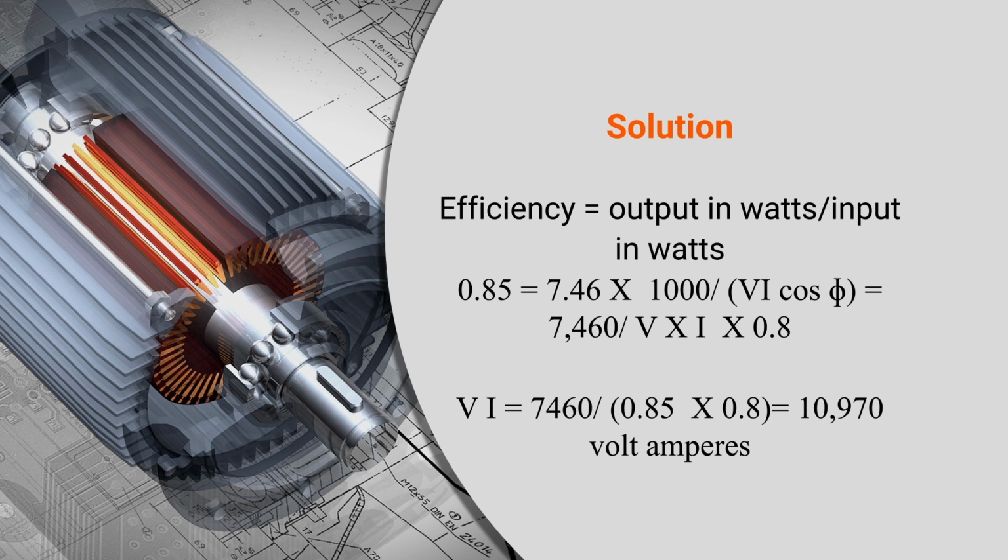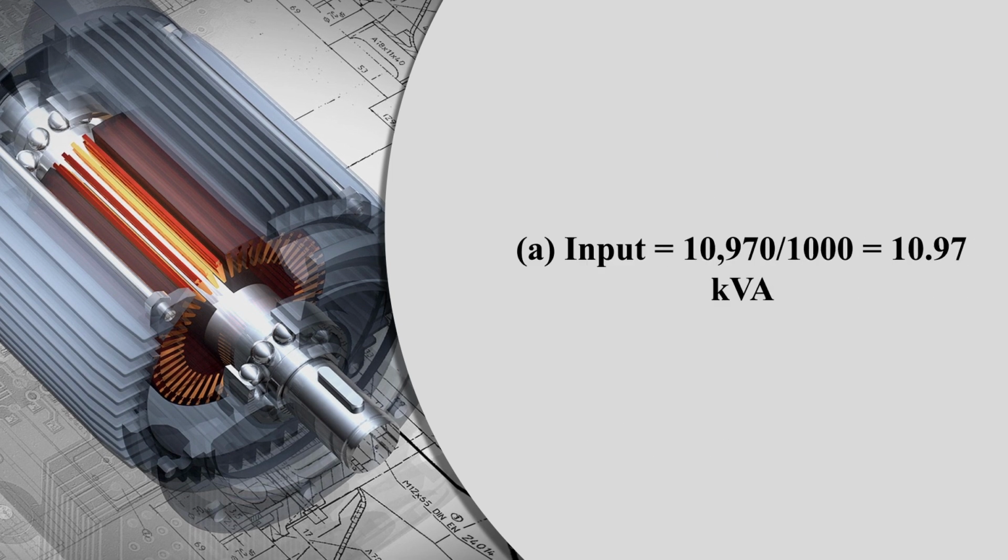After rearranging all these terms, you can write VI equal to what? 7460 divided by 0.85 multiplied by 0.8. After solving this expression, you will get the value of VI equal to 10970 volt-ampere. So this is how you have calculated the VI for this particular motor. Now you have to calculate the input kVA.